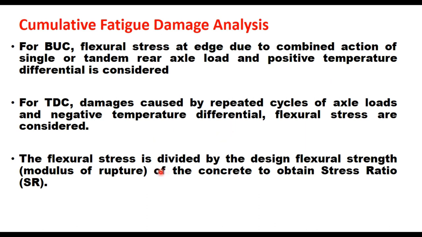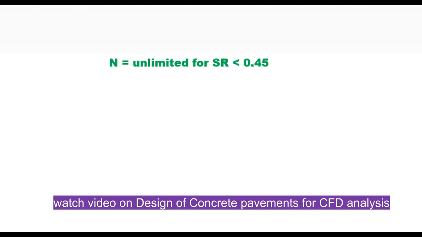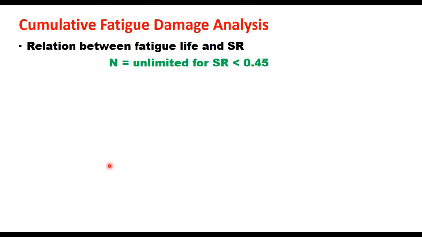The flexural stress is divided by the design flexural stress, that is the MR value of the concrete, to obtain the stress ratio. And this complete procedure is given in IRC 58. You can watch my video on design of concrete pavement to understand this cumulative fatigue damage analysis of a concrete pavement. Now, once you know this SR value or stress ratio, there is a relationship between the number of cycles to be taken, or the fatigue life N, and SR.